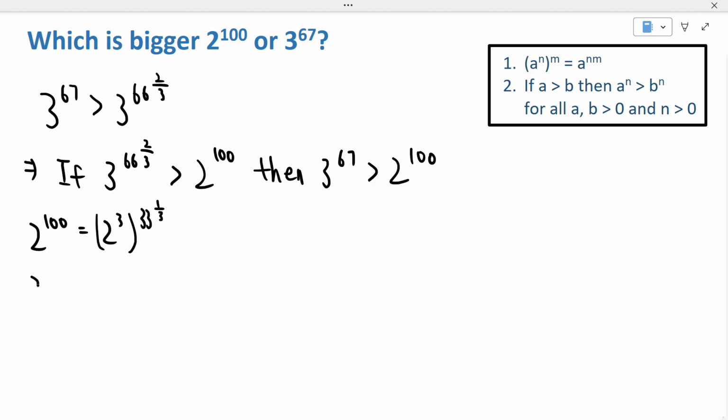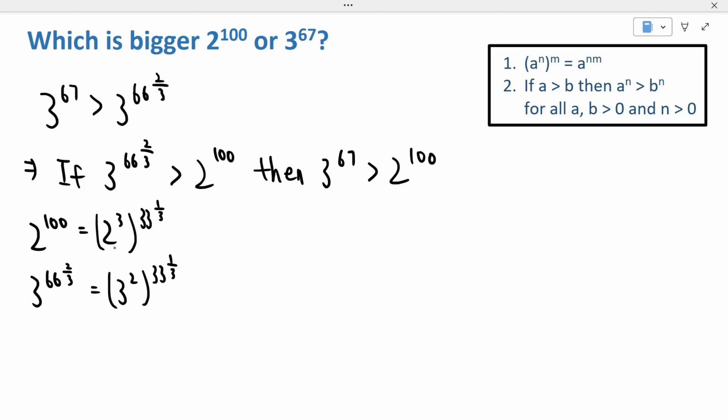We can rewrite 3 to the power of 66 and 2/3 as 3 squared to the power of 33 and 1/3, because 2 times 33 and 1/3 is equal to the 66 and 2/3 exponent in 3 to the power of 66 and 2/3. So now both expressions have 33 and 1/3 as the exponent outside the brackets, so we're really comparing 2 to the power of 3 with 3 squared.